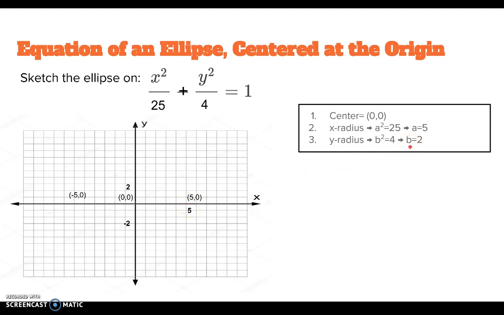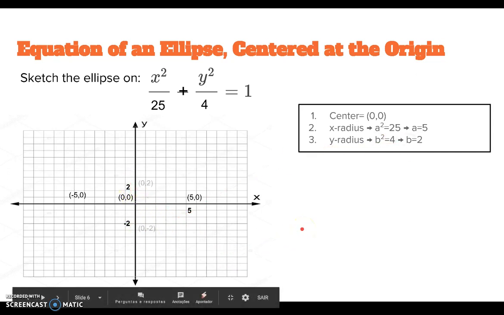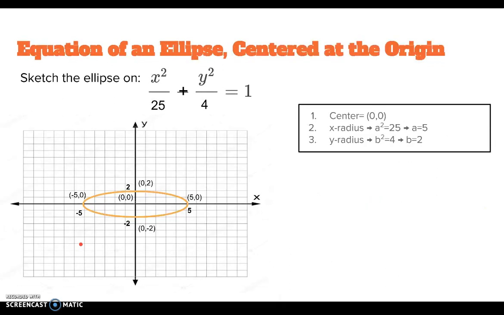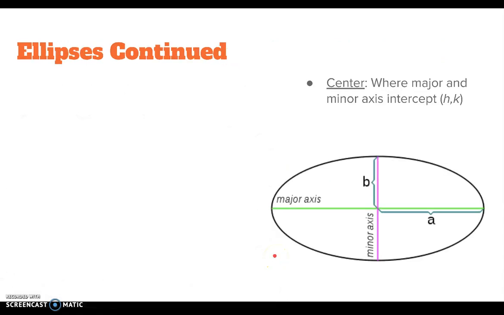The b is the y radius, 2 here and another 2 here. So this is going to be our ellipse in this example, where the major axis is on the x-axis and the minor axis is on the y-axis, because it has a minor length and a major length. So this is our example here.